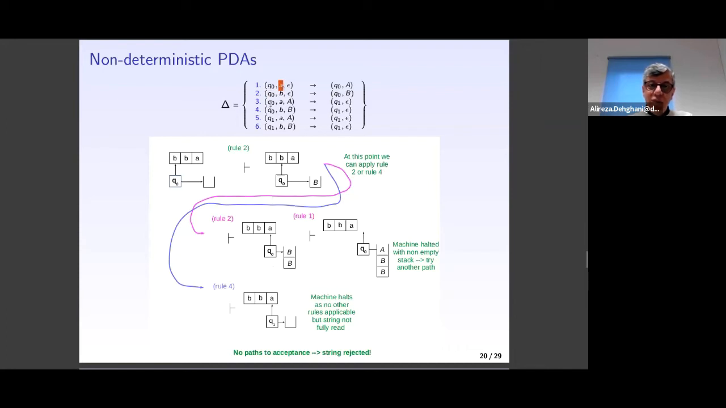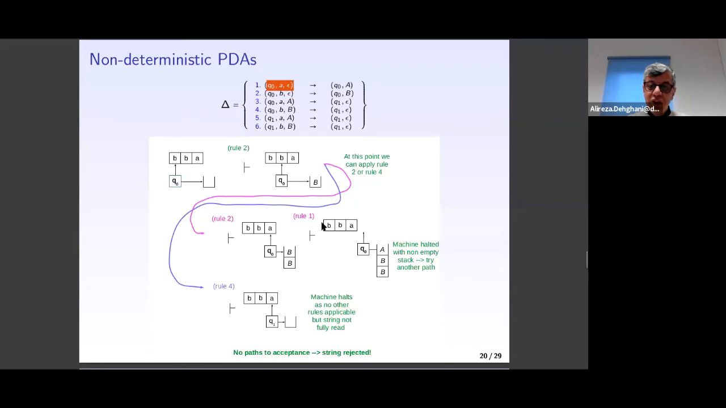And why is rule 3 not used? Because rule 3 explicitly says the stack should have A on the top, but the stack has B. So definitely we should use rule 1. What will happen? We will stay in Q0 and we will push another A. I have pushed another A.